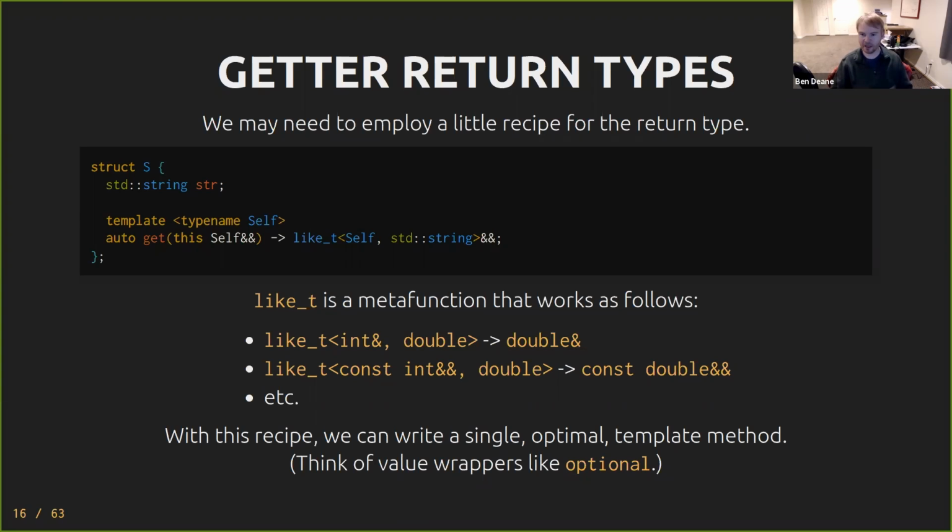So this recipe gives us the ability to write a sort of optimal single template method for a getter in this case, and it immediately replaces the quadruplicate: const ref, mutable ref, rvalue ref, and const rvalue ref. And if you care to write the volatile ones, then it replaces those too. Okay, so I think at this stage, hopefully everyone understands the first obvious use case here. And are there any further questions about this particular thing? Okay, great.